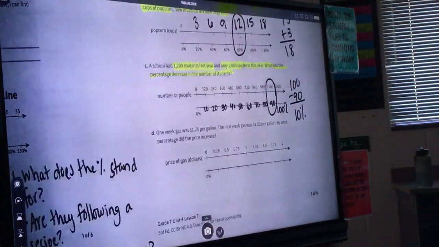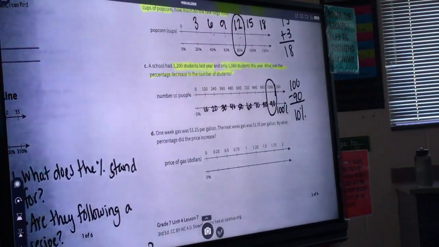All right, last one. It says one week gas was $1.25 per gallon. The next week, gas was $1.50 per gallon. By what percentage did the price increase? Again, working together, stand up when you're finished.